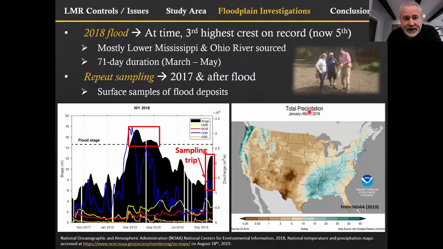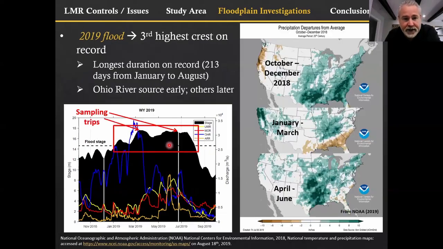So along comes the 2018 flood. At the time it was the third highest crest on record, now it would be the fifth. Much of that water again came down the Ohio River watershed, and we were able to have our sensors in place, as y'all now know, to detect some of those flood hydrograph patterns in the actual watershed.